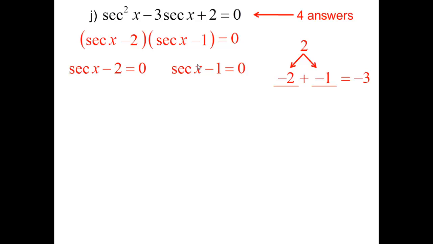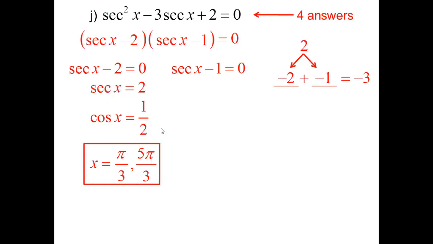Set each factor equal to 0. We'll go ahead and continue solving the factor on the left. Set it equal to 2. It's a secant. I'm going to change that into cosine, but if I change secant into cosine, then 2 becomes 1/2. Cosine equals 1/2 in the first and fourth quadrant at pi over 3 and 5 pi over 3.